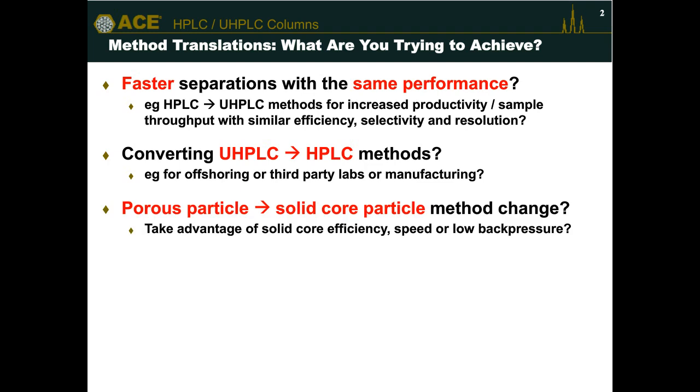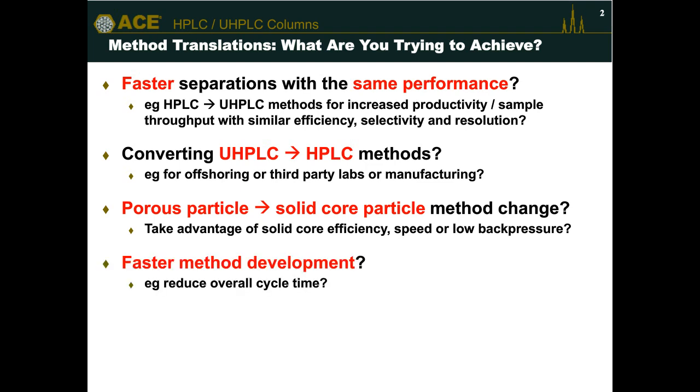We may be interested in the solid core particle format, so superficially porous particles. When you transfer a method from your standard porous particle to one of these solid core particles, you do need to change the method to get equivalent chromatography. We're going to take advantage of the solid core particles' efficiency, speed, and low back pressure, but we need to change the method slightly to make sure that we're actually getting the same performance, the same efficiency, the same separation, the same selectivity, for example.